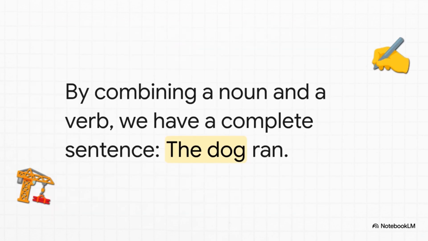So let's see what happens when we put our first 2 blocks together. We take one noun, dog, and one verb, ran. And there you have it. The dog ran. A complete sentence. It's super simple, sure, but that's a solid foundation. Now let's make it a little more interesting.